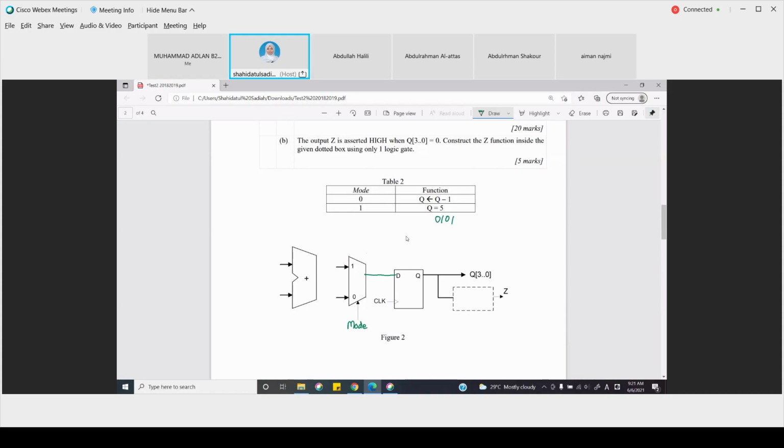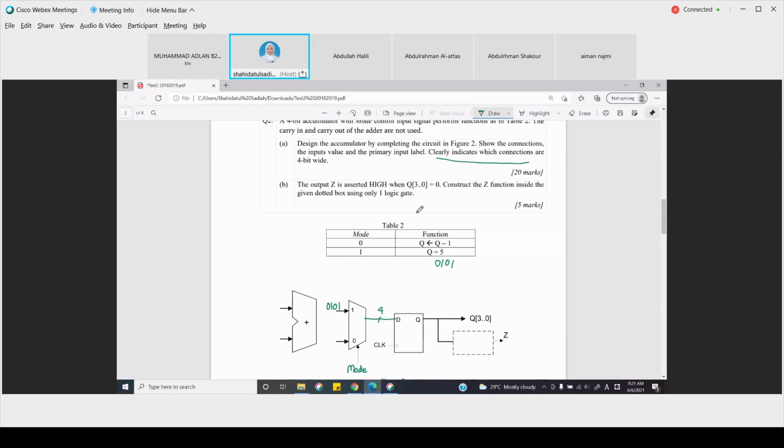Okay. 0, 1, 0, 1. So here we prepare 0, 1, 0, 1. Or maybe you can just write 5. But just want to make sure that this connection is 4 bits. Okay. You have to label this because it clearly indicates which connections are 4 bits wide.